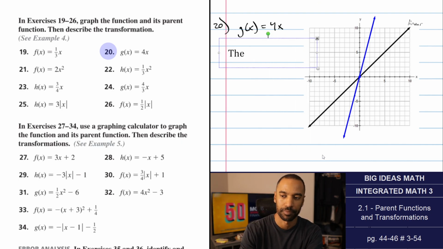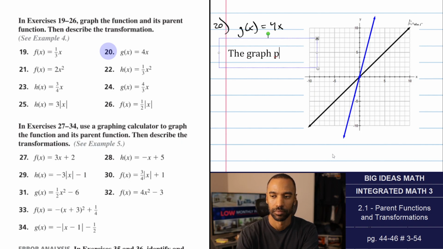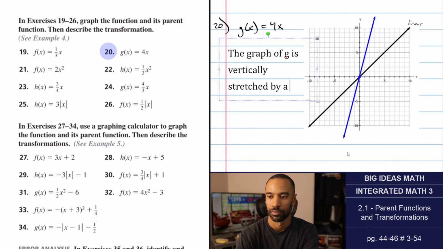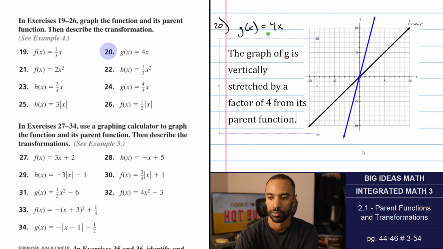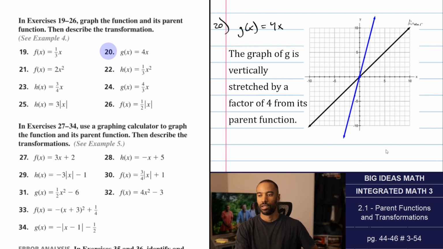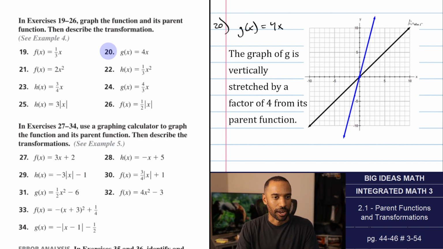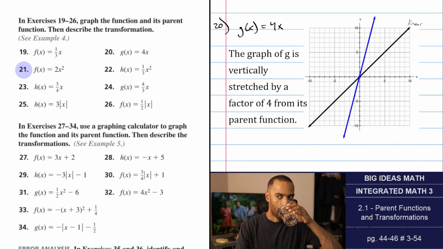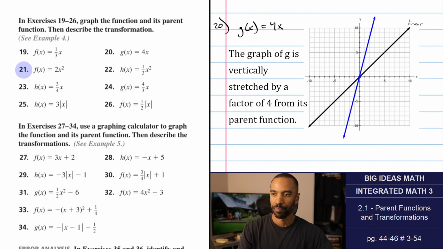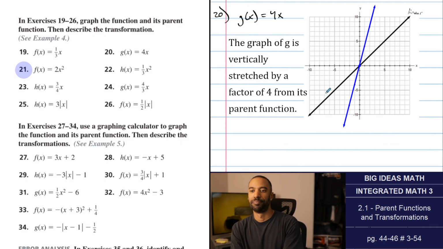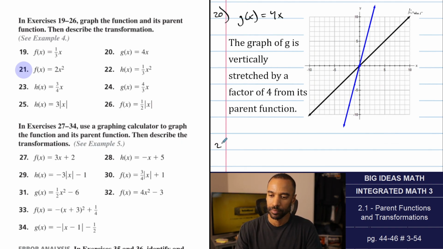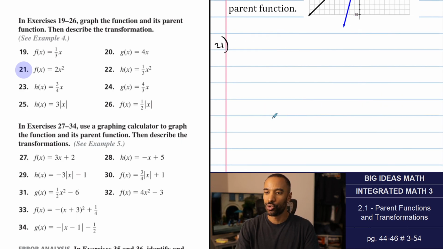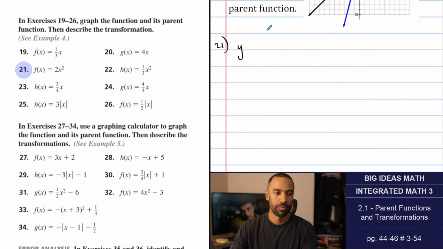The graph of g, like so, is 4 times taller. Number 21. y equals 2x squared. Oops.